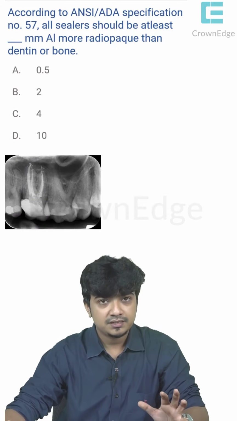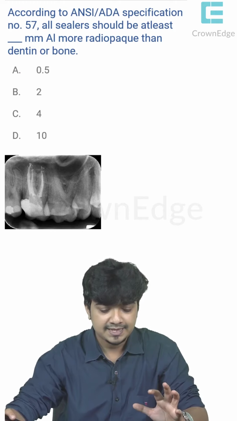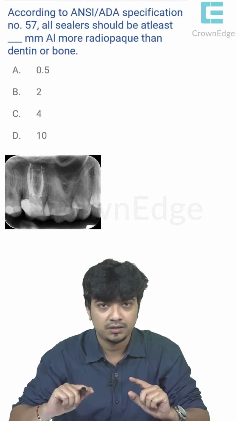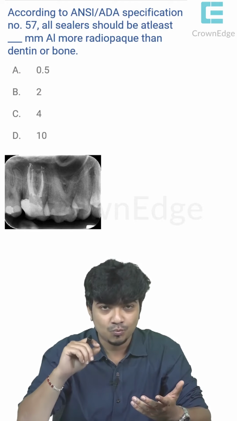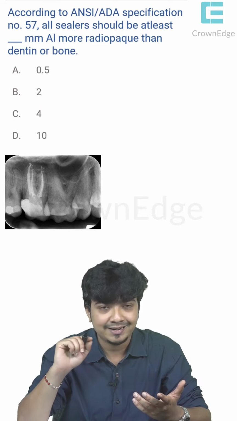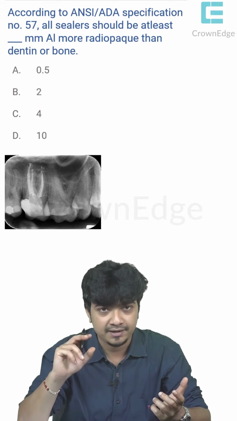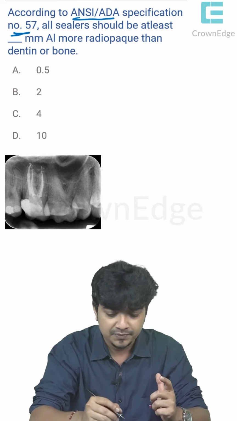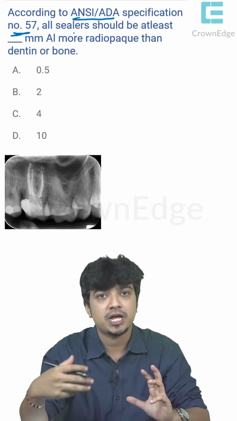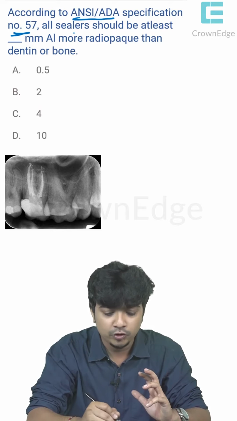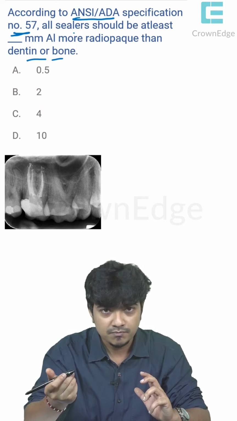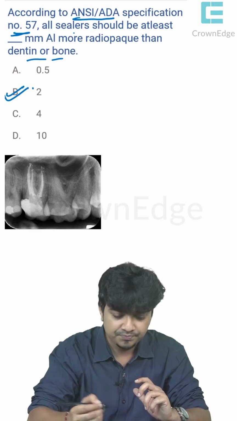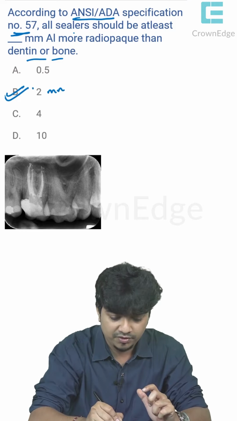So the next question is a little more theoretical in the sense that it requires you to know it, and there's no logic which can be applied over here. So what is the sealer radio opacity which is the standard? According to the ANSI ADA specification number 57, all sealers should be at least how much aluminum more radio opaque than dentine or bone? All right, so the options are 0.5, 2, 4 and 10. So the answer is 2 mm of aluminium.